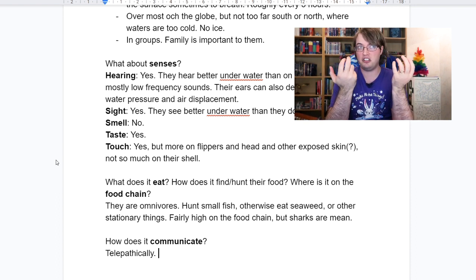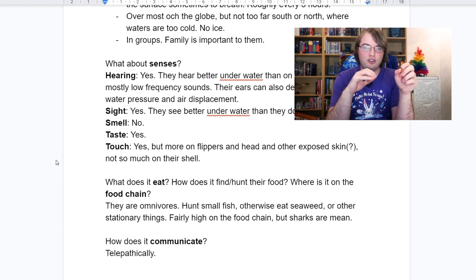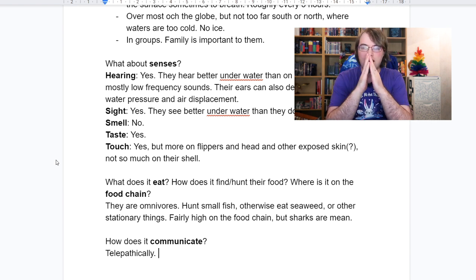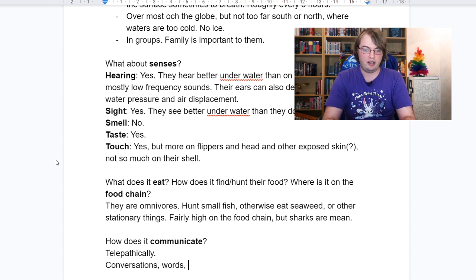or the equivalent of intonation, but you also sort of automatically transmit emotions, I guess. Let's see, we'll figure this out. Conversations, words, transmitted on purpose, transmitted.